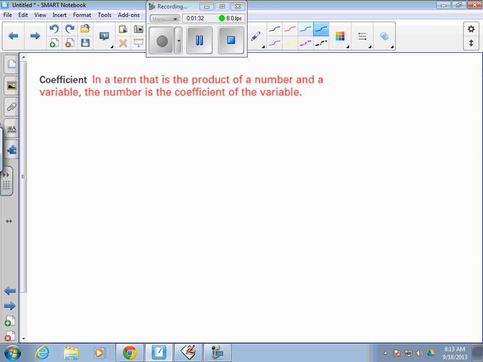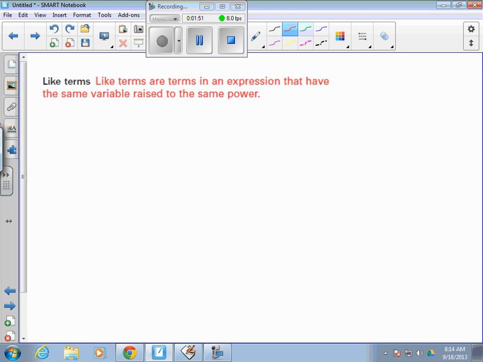A coefficient is the number that multiplies by a variable. So if you have 5x, that means x's coefficient, this number that's right next to it, its coefficient is 5. So in a term, that's a product, so things that are multiplying, it's the number that's up front.